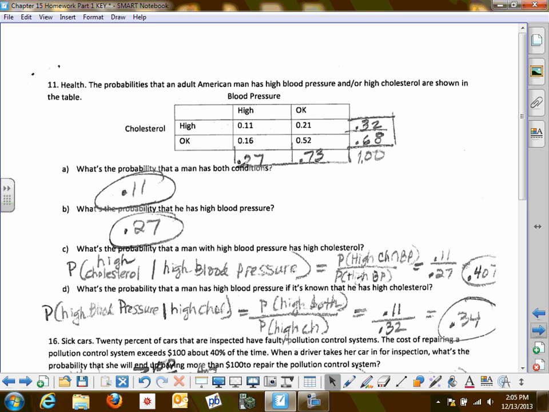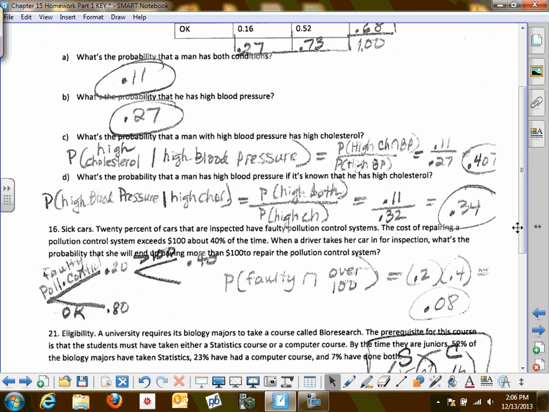Now, here's the part that's going to lead us into today. So C says, what's the probability that a man with high blood pressure has high cholesterol? So we are only pulling from the men with high blood pressure. So this is given that he has high blood pressure. Okay? So pull from all of the high blood pressure people, which is 27% of the group. Okay? And then, what's the probability that he also has high cholesterol?